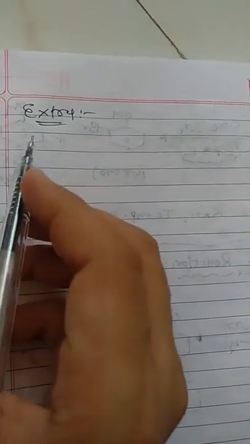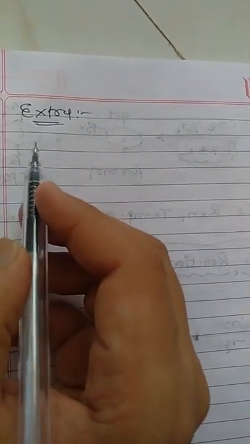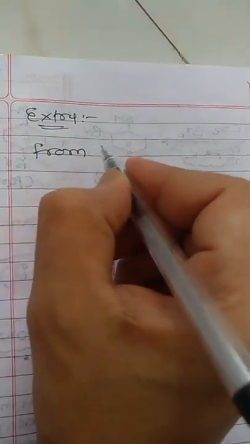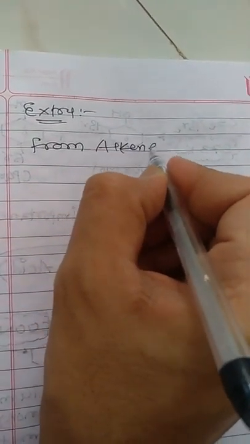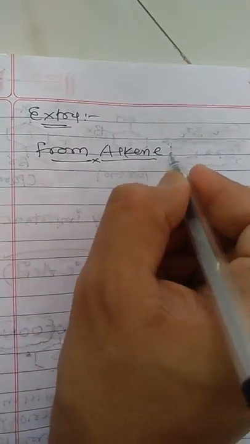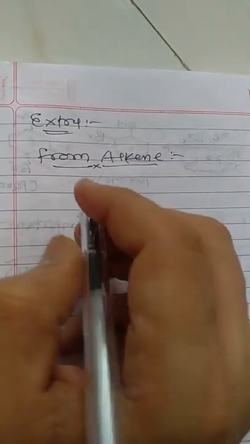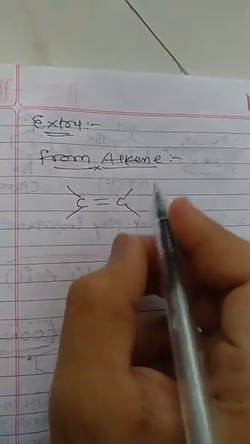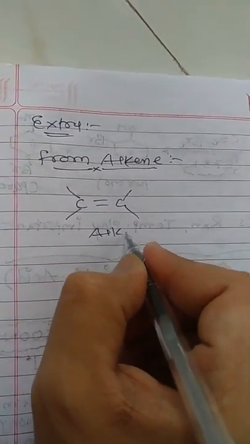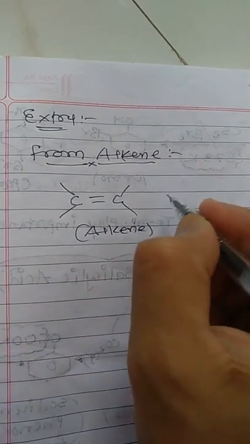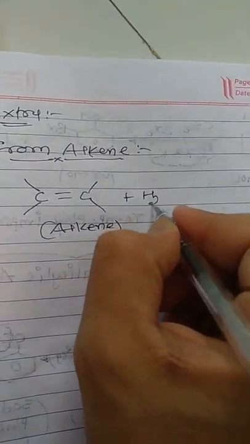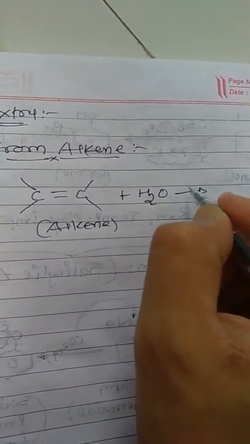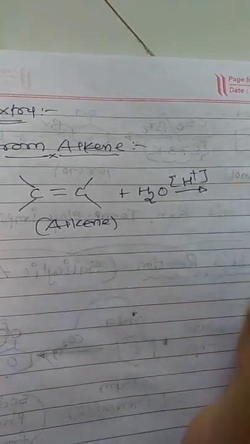We also have one more extra reaction scheme for the formation of ethanol, which is from alkene. So I will write over here, from alkene. Nowadays industries generally prefer to manufacture alcohol from alkene. So this is the simple formula of alkene. This alkene is hydrolyzed in presence of acid as a catalyst.